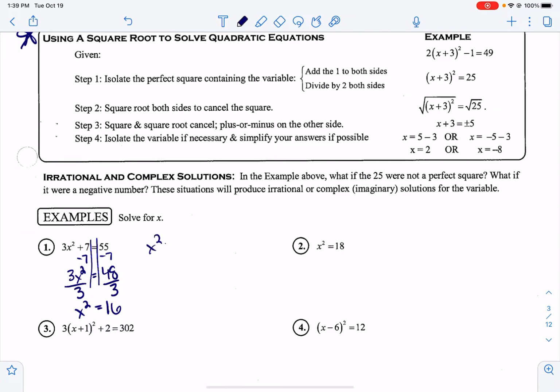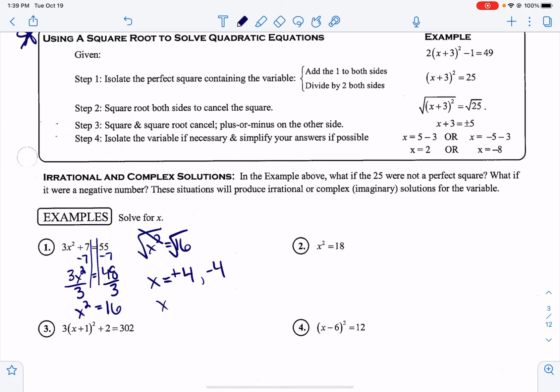So now I have x squared equals 16, and I need to get rid of the square. Well, the opposite of square is to square root. So the square root cancels out the square, and I get an x. Now, the square root of 16 is 4. If I put that in my calculator, I get a 4. But there are actually 2 square roots of 16, and we haven't used them both very often. But there is a positive 4, and there's also a negative 4. When I take the square root of something, I get 2 answers, a positive and a negative.